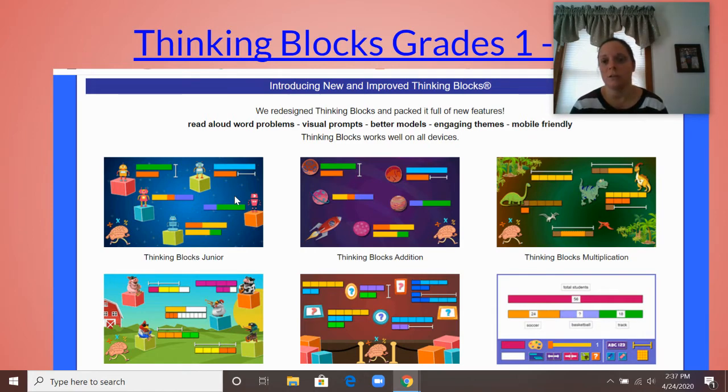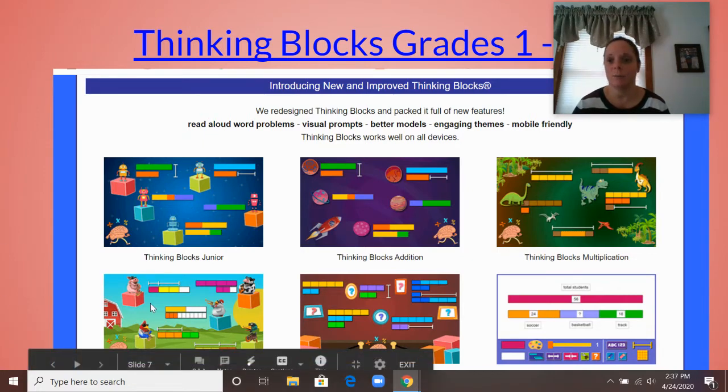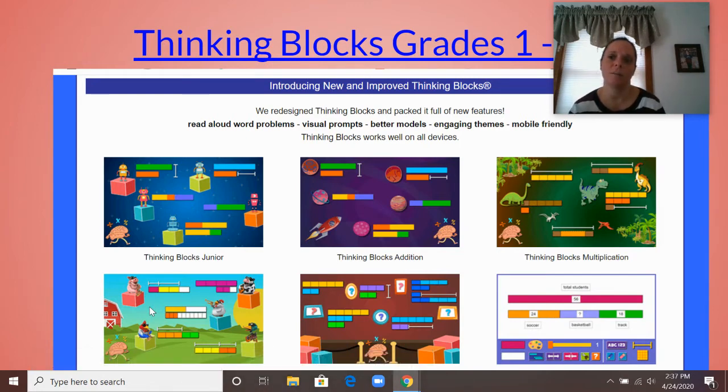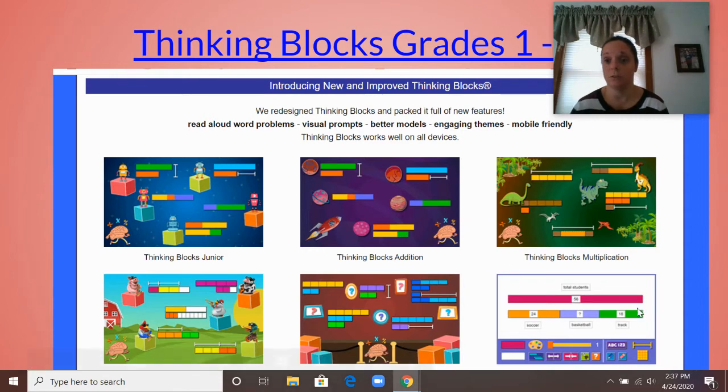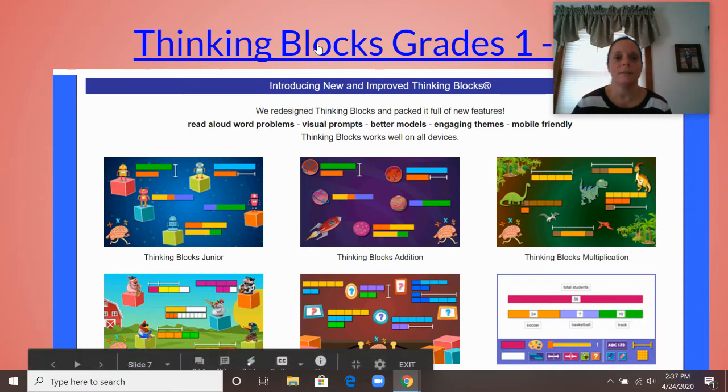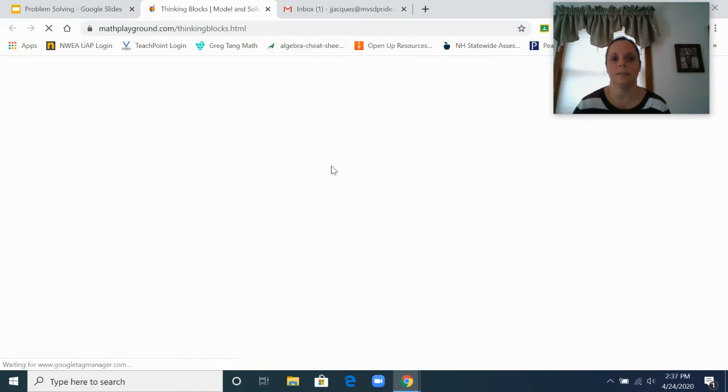Thinking Blocks addition would be grades 2 up. Thinking Blocks multiplication would be grades 3 through 5. Fractions would be grades 3 through 5, although I do think this would be a challenge for grade 3 because you're really just developing the idea of what a unit fraction is and what a fraction is out of a whole. And then for middle school, it's the ratio thinking. And then here's the tool where you can give them a word problem, which I'll show you later, and they can work through the tool and either do a screenshot and send it to you, or they can just use the tool because you asked them to. So let's go into the site.